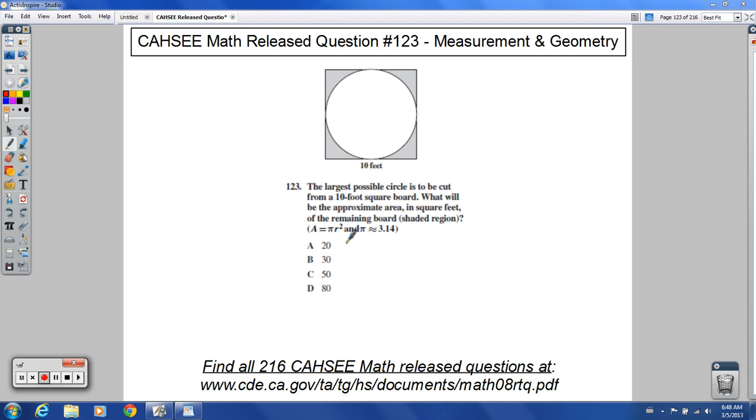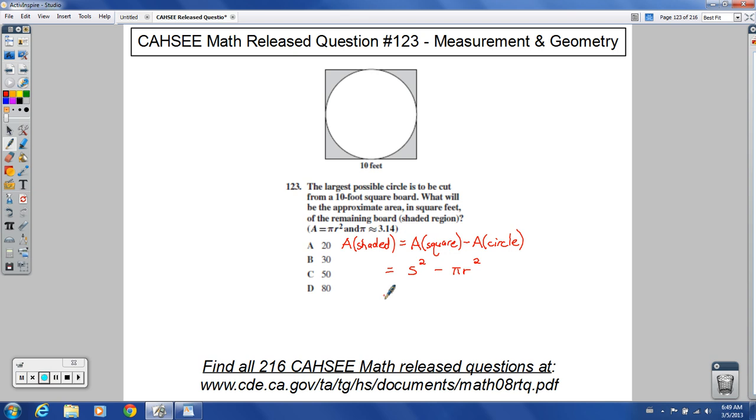So let's write that down. We're going to have the area of the shaded part is going to equal the area of the square minus the area of the circle. And so the area of the square, that's just side squared. It's just 10 times 10. So I'm going to write s squared for the area of the square. I'm going to write pi r squared for the area of the circle.